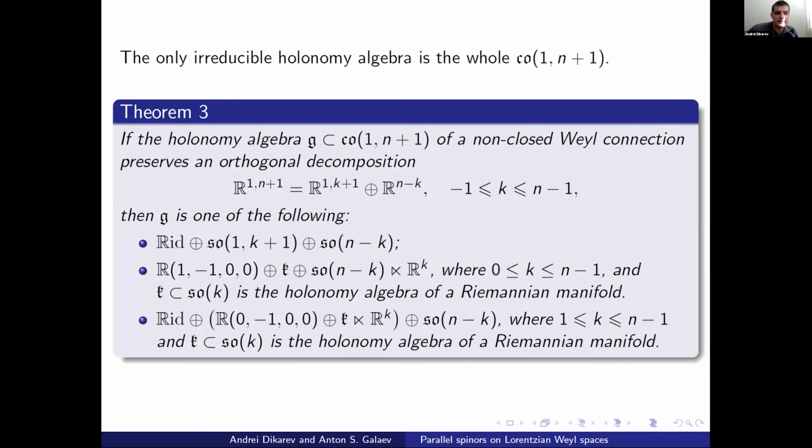The next two theorems give the recently obtained classification of holonomy algebras of non-closed Weyl manifolds in Lorentzian signature. I think that's not important here, but it will be used in the proof of our results. So I will skip them.